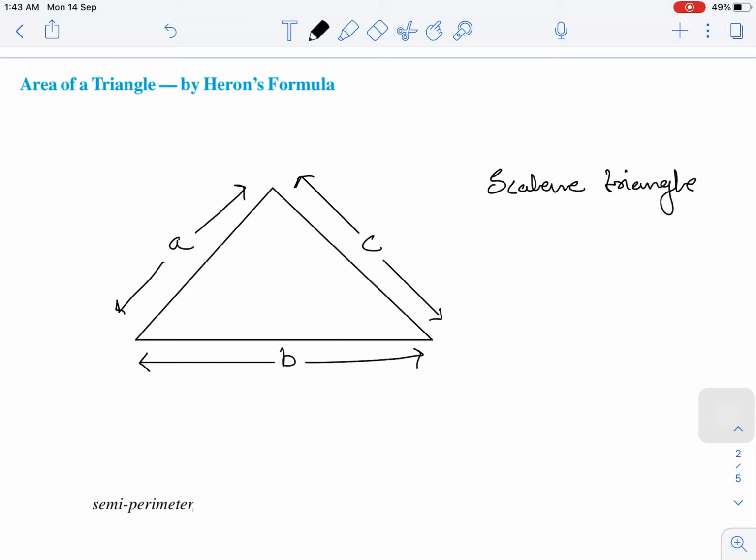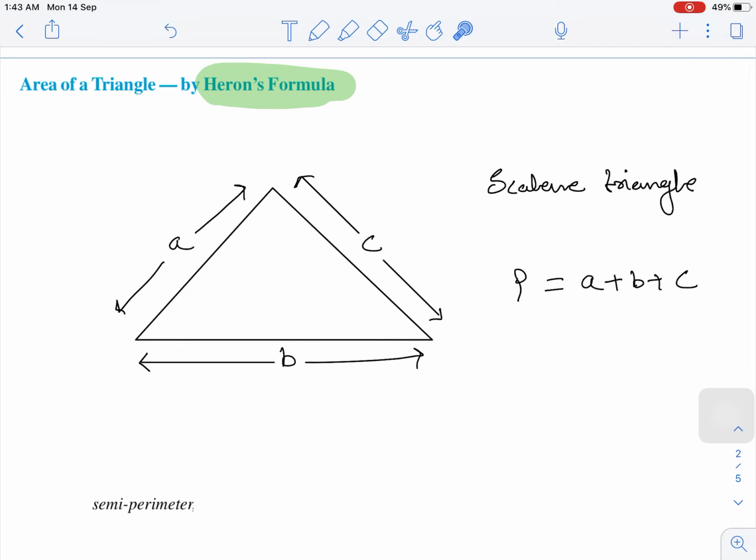Now how to find the area of such a scalene triangle, or a triangle with different sides? For that we are going to find the area of such a triangle by using a formula which is known as Heron's formula. Before using Heron's formula, we should know the semi-perimeter of this triangle. We have learned in the previous class that perimeter, indicated by P, means the sum of all these three sides. So here perimeter will be A plus B plus C.